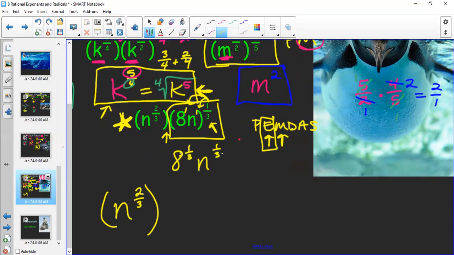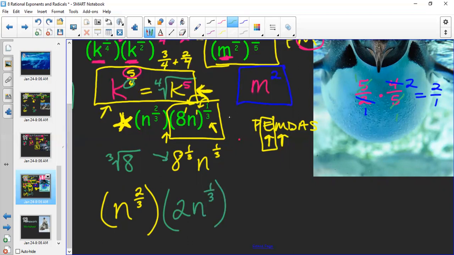Okay, so I want to clean that up a little bit. I want to clean up my coefficient. So 8 to the 1/3 power means I have 8 under a radical, and I am finding the cube root of 8. So what number to the 3rd power gives me 8? And that would be 2. 2 times 2 times 2 would give me 8. And I'm going to keep my n to the 1/3 power.